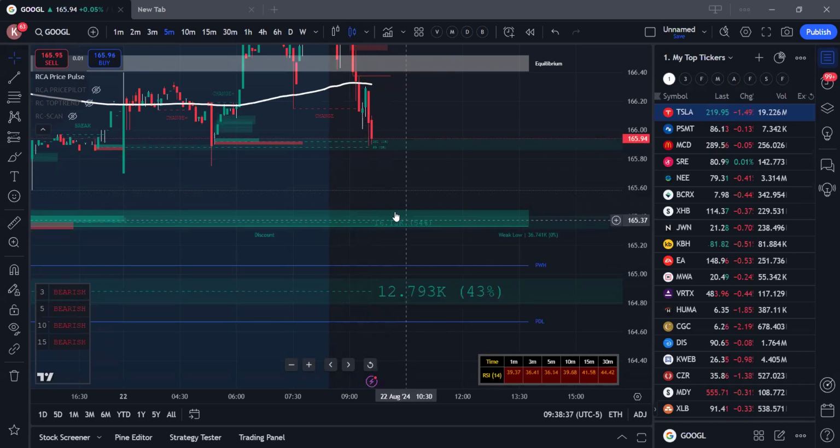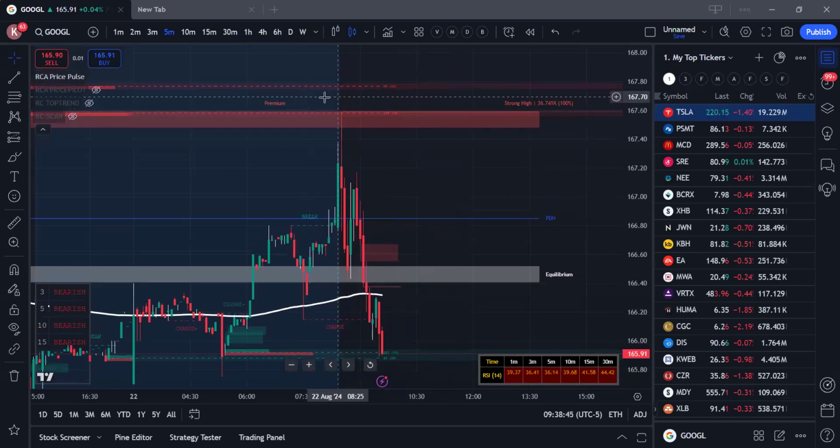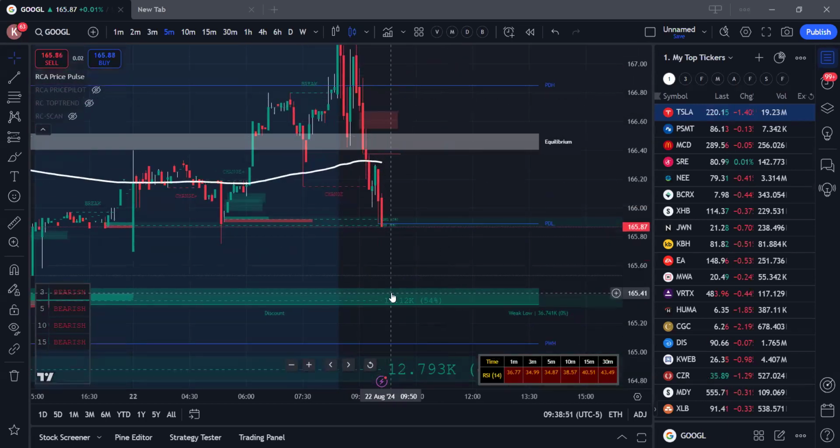So immediately, there are limit orders here. When price touches this, it will immediately start moving up. You can say this is the premium area. It touched the premium area and immediately started dropping. It may touch the discount area and may start going up. So we have to wait with patience.